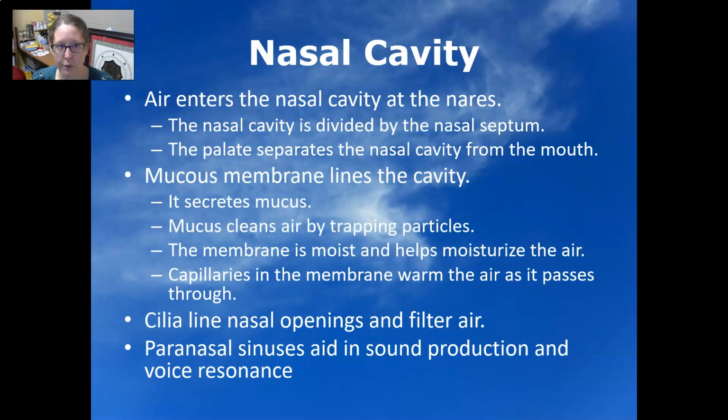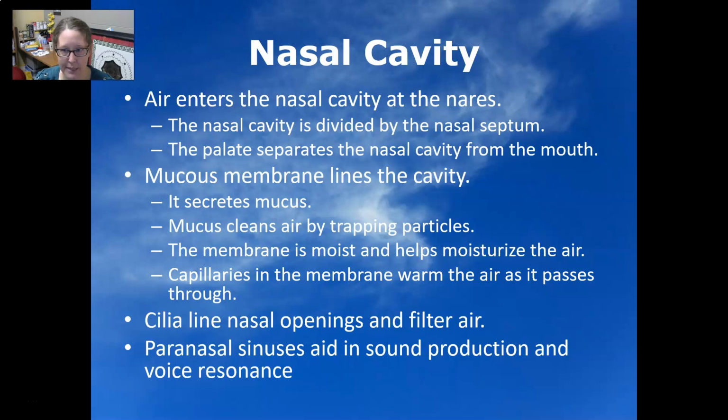All right, so let's go through the path of air coming in and going all the way to the lungs. So air should enter the nasal cavity at the nares, right here, the openings. And it is divided by the nasal septum, which is your nose bone here. And the palate separates the nasal cavity up here from the mouth. So the palate is the roof of your mouth.